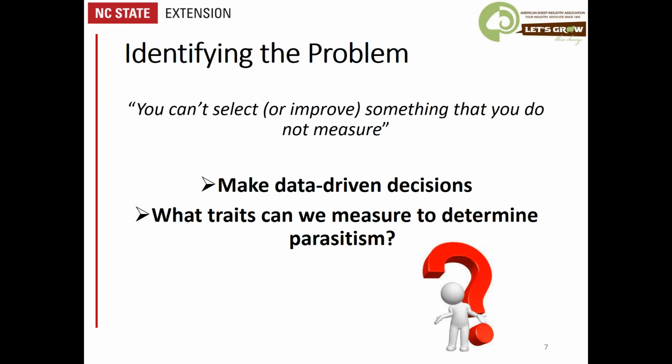So a quote that I like: you can't select or improve something that you don't measure. And so we need to measure traits associated with parasitism. We need to make data-driven decisions. So we need to think about what traits are associated with parasitism, what traits we can measure to help us determine if we have a parasite problem, what type of parasite problem we have, and provide us with some clues as to what we can do to manage that.